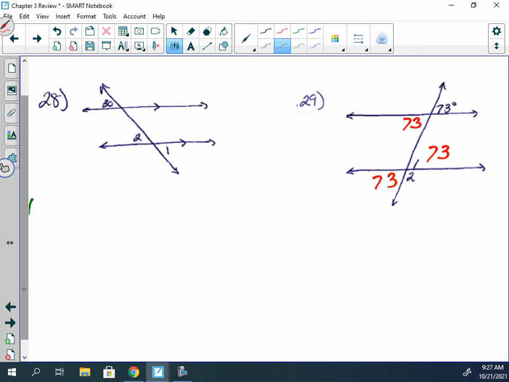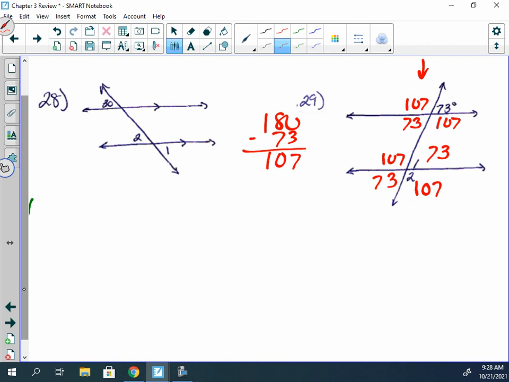Now, it doesn't matter which one we find, because I could find this one right here, because either one of those 73s and that angle make a straight line, so they add together to be 180. So we can take 180 and subtract 73, which will be 107. Well, the vertical angle would be right there, yes? Well, that means these 2 angles down here are 107, 107.